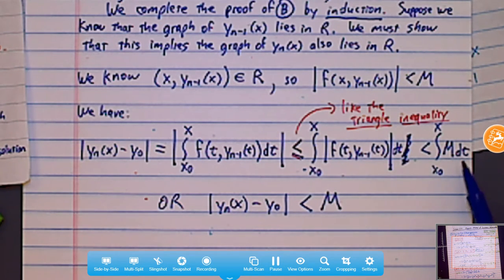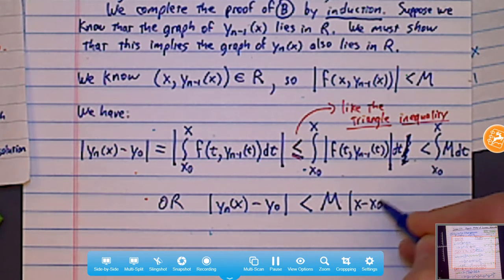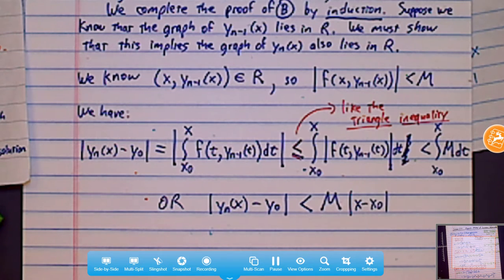If you integrated dt, what would you get? It would be t, but then you have to plug in your x and your x naught, right? So you would get x minus x naught here. Now we just showed that yn minus y naught is less than m times x minus x naught. Okay? And I guess that's what we wanted.